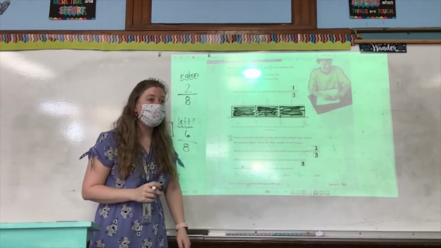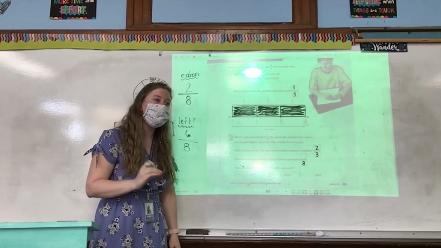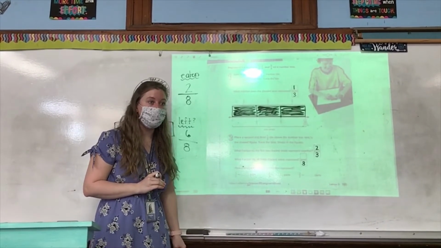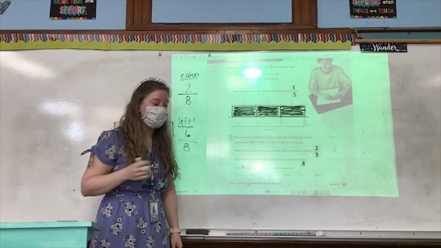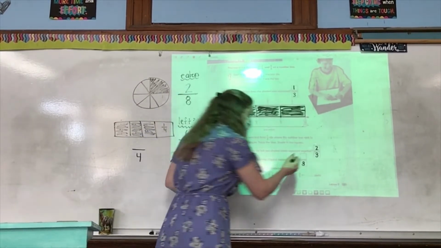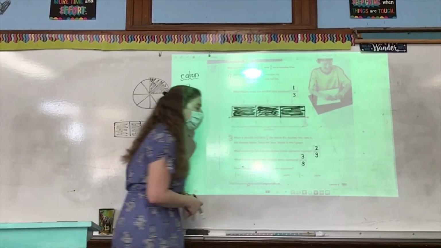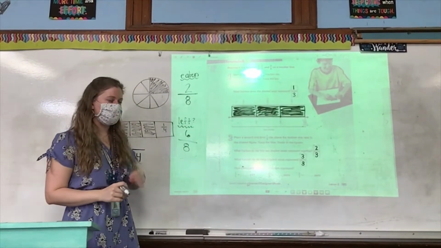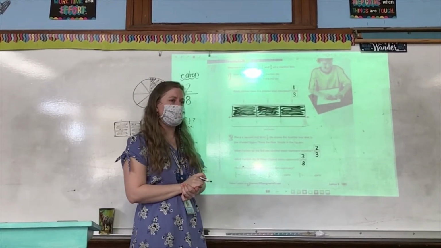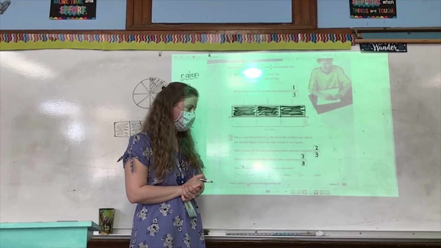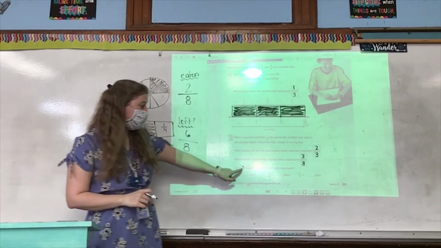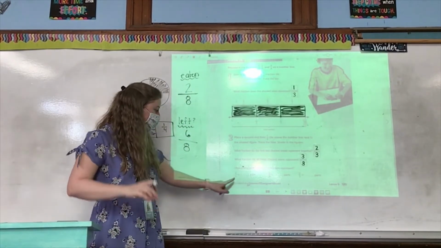Now, I have to put how many I've shaded. Where does the number of pieces I've shaded go? On the top in the numerator spot, or down below in the denominator spot? The numerator spot. And what fraction does that represent? If 3 out of 3 pieces are shaded, what fraction does that represent? How do we say that fraction? 3/3. Very good.